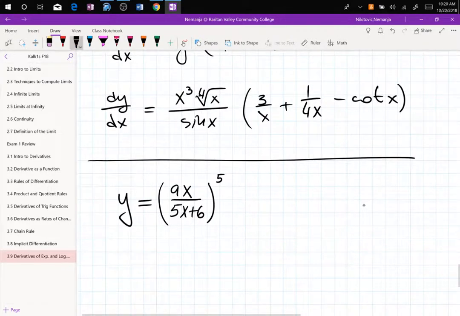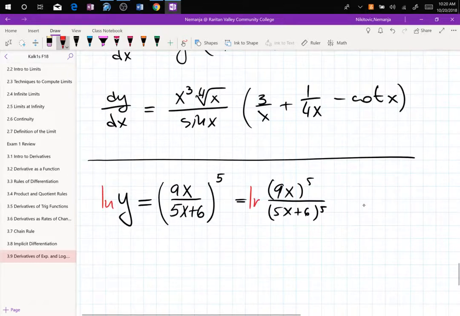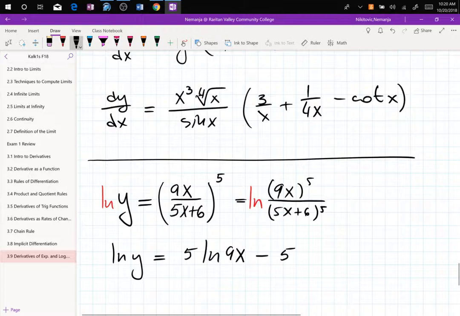Okay. So now, this is 9x to the 5th power divided by 5x plus 6 to the 5th power. And I ln both sides. So what do I have? I have ln y is equal to 5 times ln 9x minus 5 times ln of 5x plus 6.